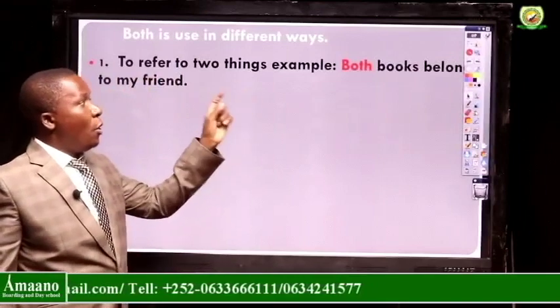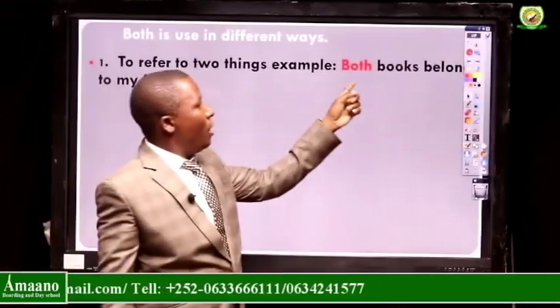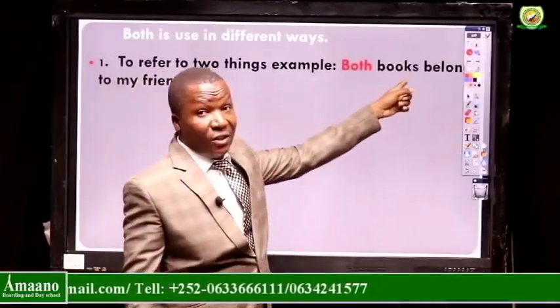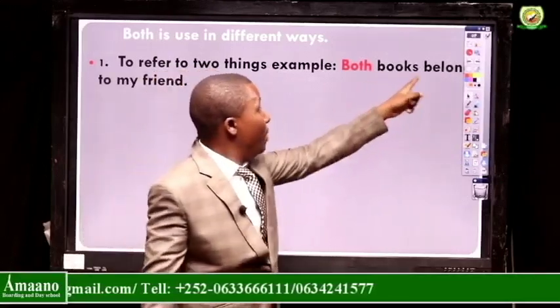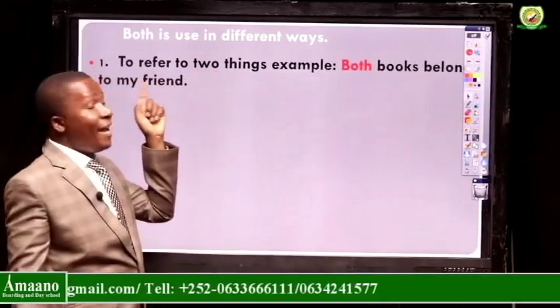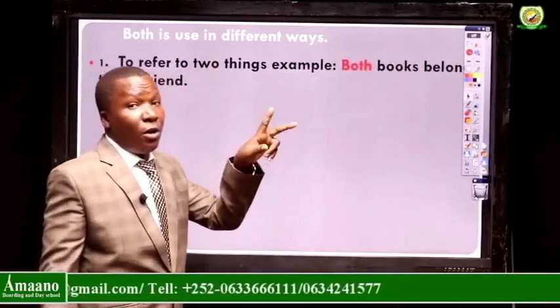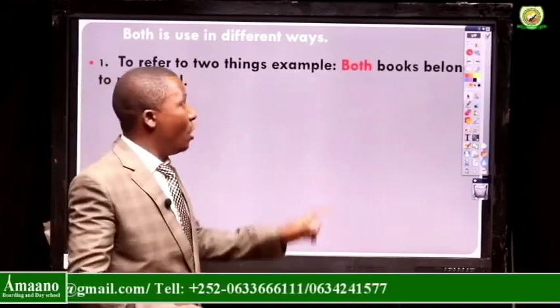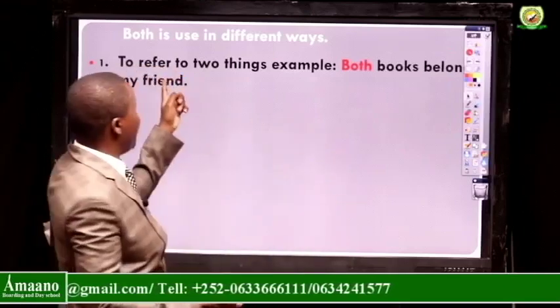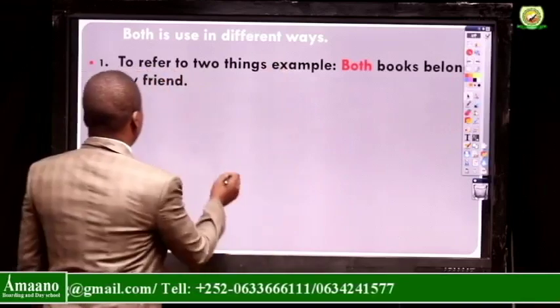For example, both books, maybe there are two. Both books belong to my friend. You don't say both of books belongs to my friend. No, both books belong to my friend. That's why we say they are showing what? Two things.